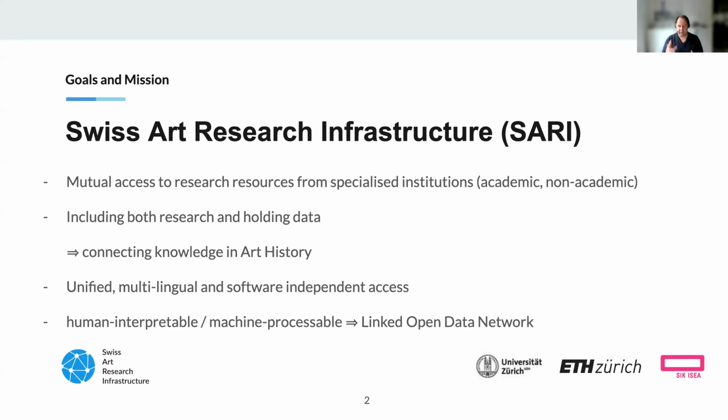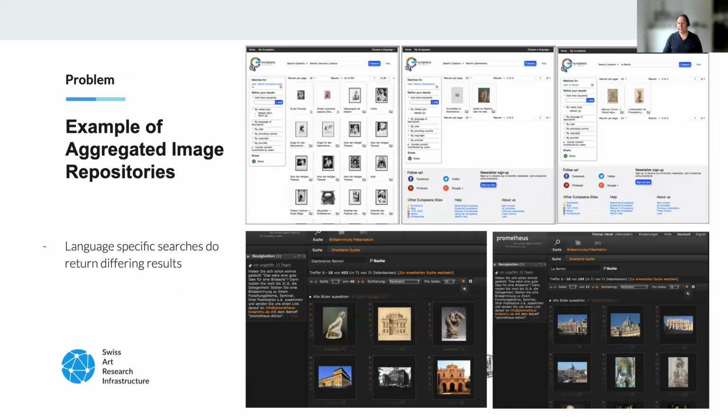The multilingual thing is a little bit a Swiss thing. I guess you might understand that we all are fluent in any languages if you consult library catalogs, but when it comes to data, it's not self-explanatory that this works well. And obviously, we also want to have it human interpretable, and we want to have it machine processable. So what we came up with is a linked open data network.